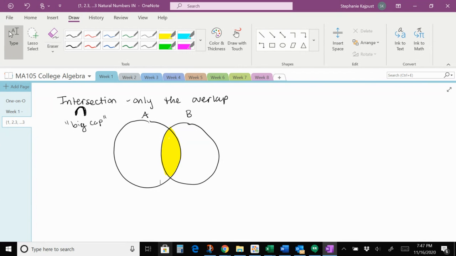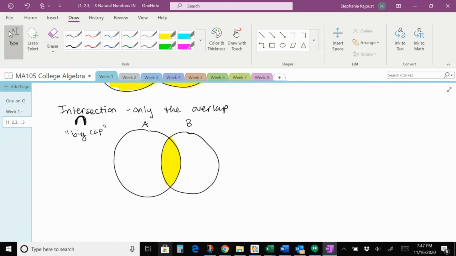So I don't think I'm going to be able to get to everything about these. I don't think I can get to actually solving the equations, but I can definitely do examples of intersection and union because a lot of people struggle with that.